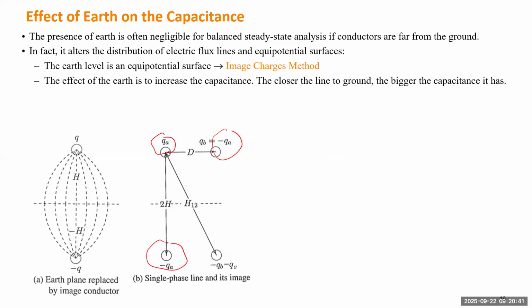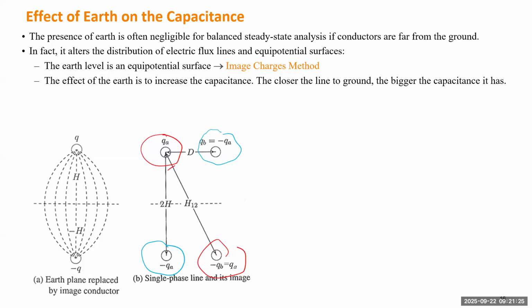Let me use a different color. So the first one is QA. The second one, this is a negative QA. That's the image of the first conductor. And the other conductor also needs to carry negative charge, so this one is also a negative QA. And the last one will be just QA. So the two red ones carry the positive charge, and the two blue ones carry negative charge.